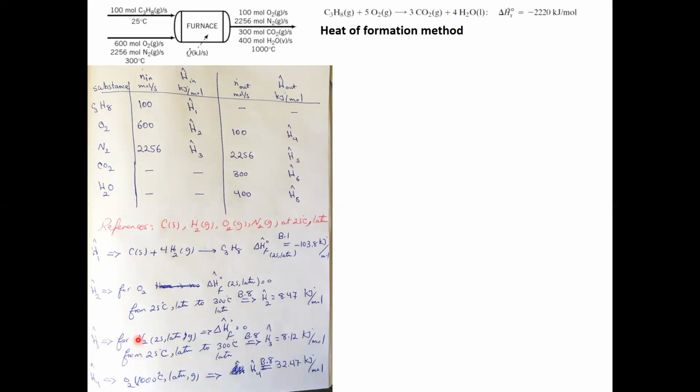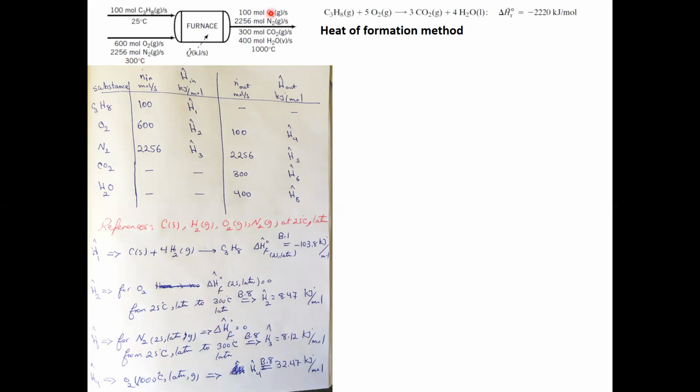The same thing goes for nitrogen. There is no heat of formation for nitrogen at 25 degrees and 1 atmosphere, but to increase the temperature of nitrogen from 25 degrees and 1 atmosphere to 300 degrees, which is the temperature of the process, you have to go to table B8 and read the specific enthalpy of nitrogen at 300 degrees.